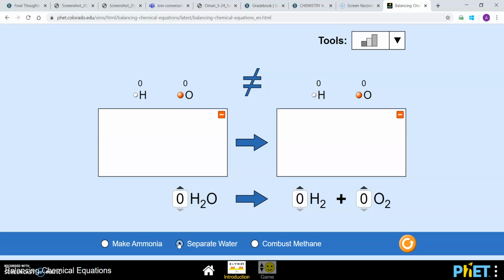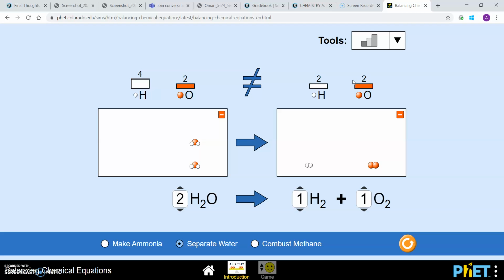So let's go over and separate water. If you run electricity through water, you can break it up into hydrogen gas and oxygen gas. And if I had 1 molecule of water at the beginning, I couldn't just make 1 molecule of hydrogen and 1 molecule of oxygen at the end. The hydrogens are actually good at the beginning. You can see here that I have 2 at the beginning, 2 at the end, but my oxygens don't match up. If I add another molecule of water, now I've got 2 and 2.